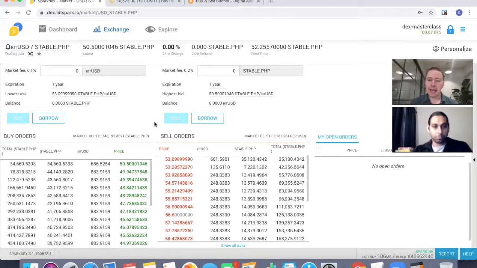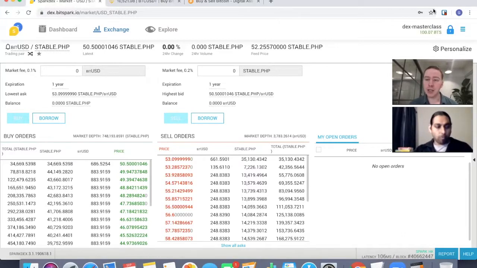Now, in our case, to create stable PHP, you have to lock up BitUSD, right? So essentially, you're not being exposed to some sort of crypto which can massively fluctuate up and down in the markets. It's USD, right? So the USD PHP price doesn't really move that much.